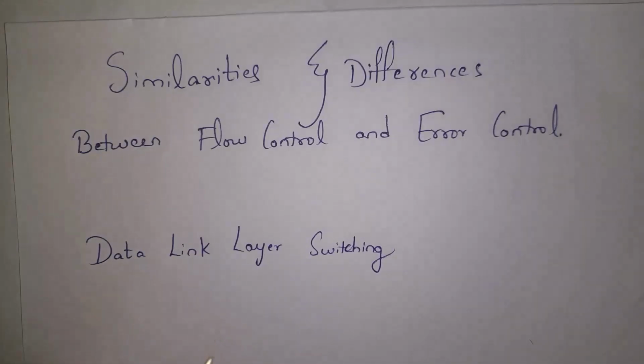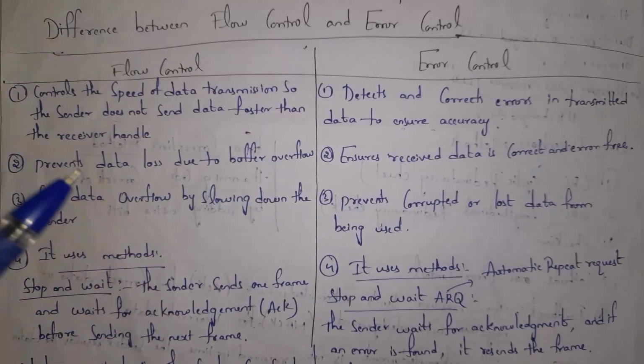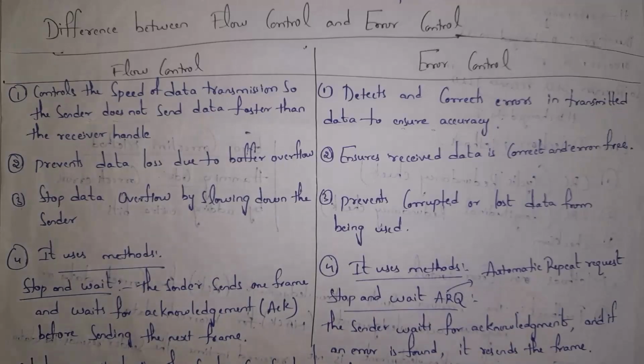Let's get started. At first I will explain difference between flow control and error control. Guys, flow control means how much speed receiver can take data. Only in that speed, sender will send data. This is meaning of flow control. And error control means whenever sender sends data to receiver, if receiver gets any errors in data, then detecting as well as correcting those errors is known as error control.